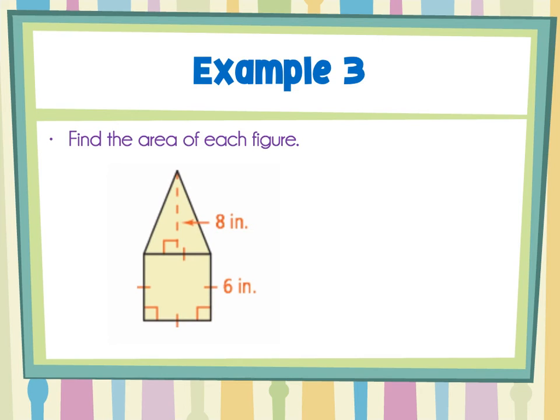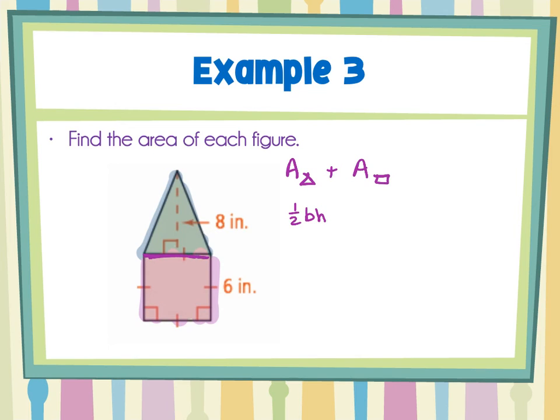All right, find the area of each figure. So this time I'm going to find the area of the triangle. And then I'm going to find the area of the square on the bottom. And then I'm going to add the two together. So I'm going to do the area of the triangle plus the area of the square. So area of the triangle is 1/2 base times height.